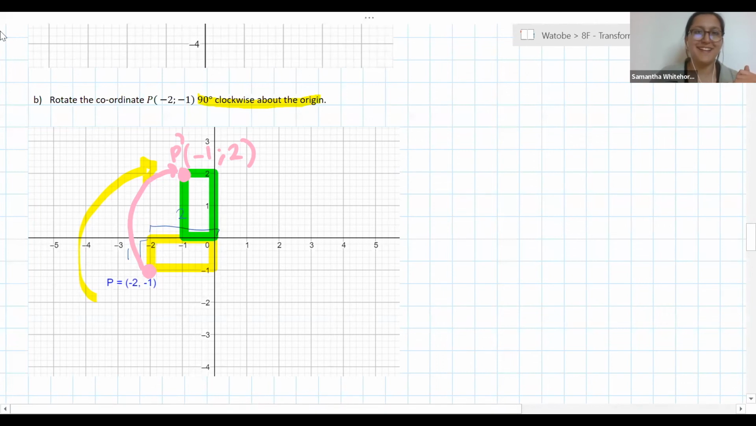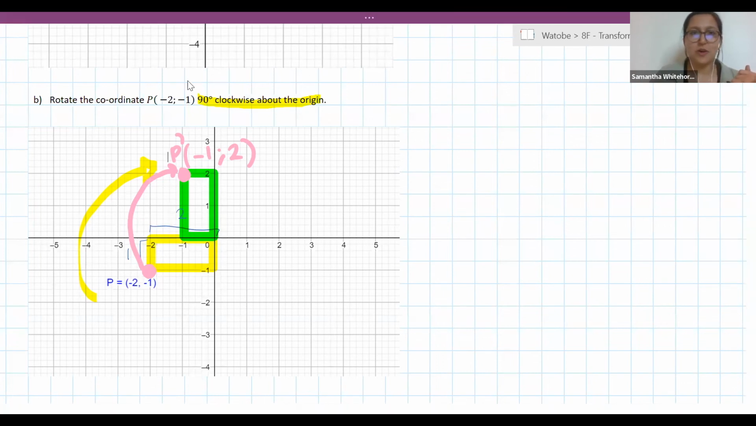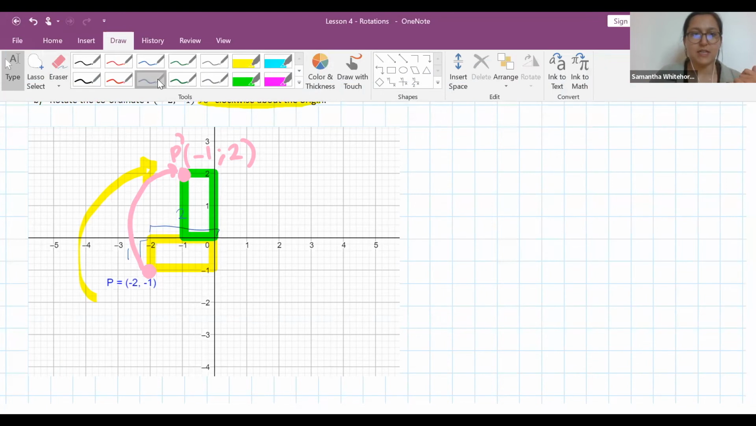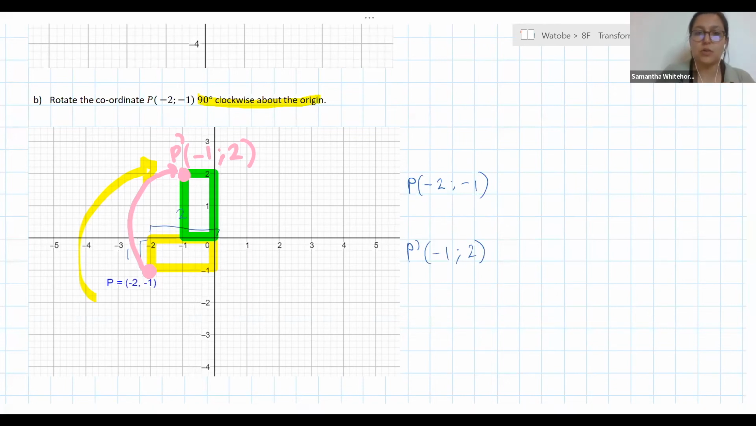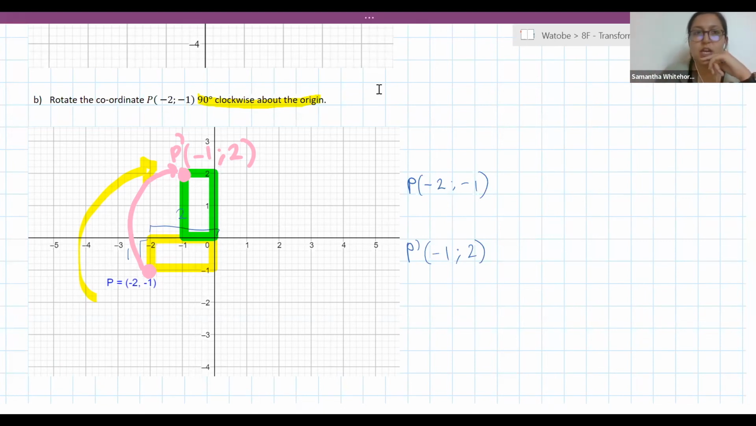Okay, so guys, what I would like you to think about for a second is what the coordinates are that we're working with. So we know P was -2, -1, and P dash, the pink one, was -1, 2. And what we can see is that there's some sort of relationship with the coordinates, right? It's the same values, and all we can see is that they've sort of swapped and some signs have changed.